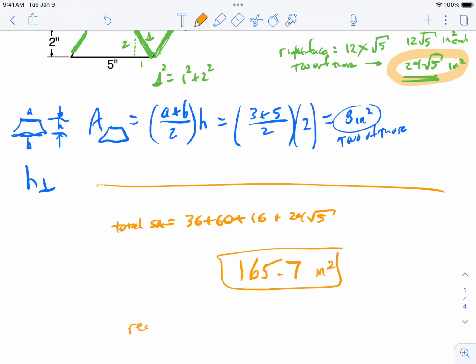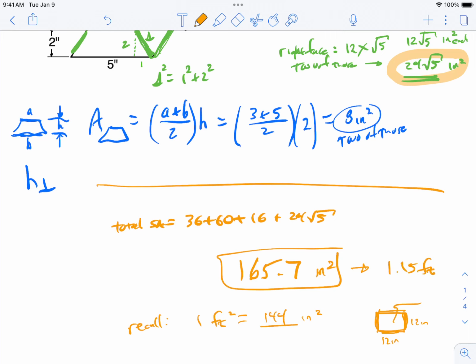Recall, 1 square foot is how many square inches? Do you remember? Or can you re-figure it out? Remember, the way you think of this is a square foot measures 1 foot on each side, right? If you measure in inches instead, you're measuring 12 inches on each side, and so that area is 144. And so if you divide that 165.7 by 144, you can get square feet. It'd be about 1.15 square feet.